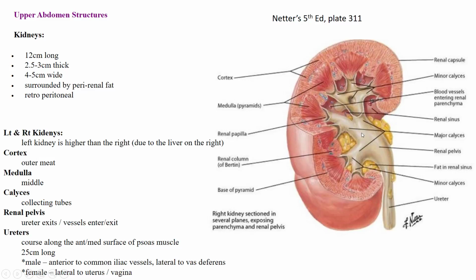And they come together at the renal pelvis, and then the ureter exits from there and runs inferior along the anterior surface of the psoas muscle. The ureters are about 25 centimeters long, and in the male they are anterior to the common iliac vessels and lateral to the vas deferens, and in the female you see them lateral to the uterus and vagina.